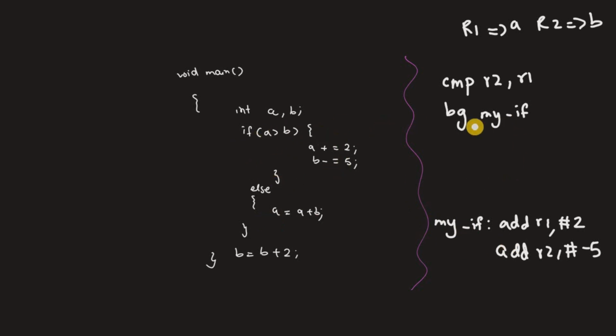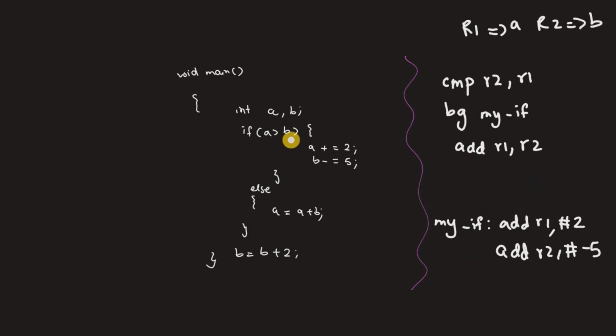Okay, so if this is not true, then what do we do? We go into the else block, right? So we're going to have to write it over here. If this condition is not met, then it's going to go over here. If it's met, then it's going to move in here, right? So here what we're doing is simply adding A plus B and putting it into A. So we're adding R1 and R2. This basically means add R1 and R2 and store the result in R1.